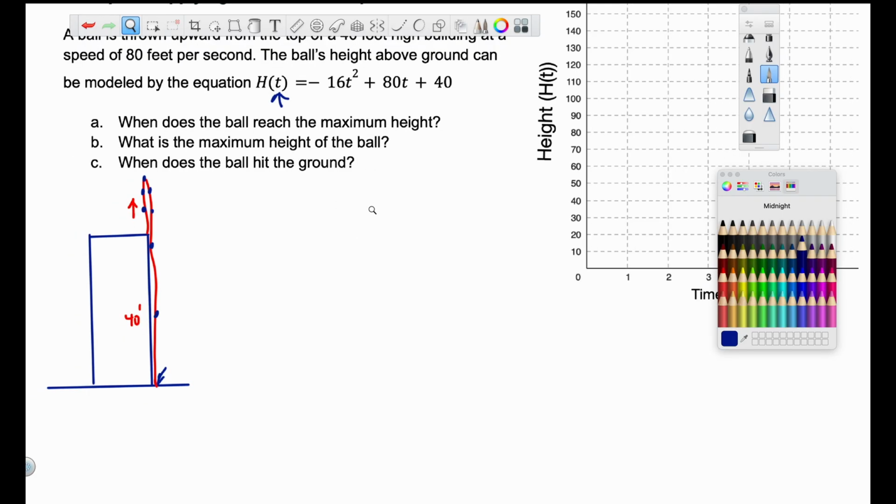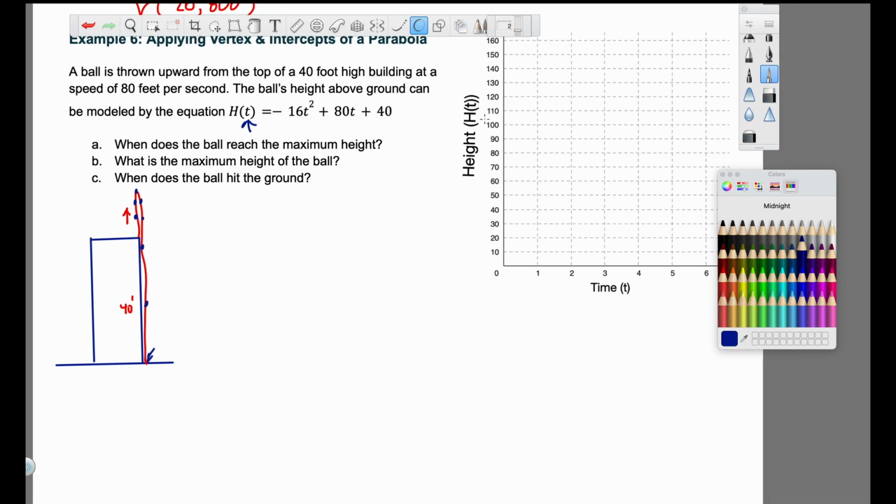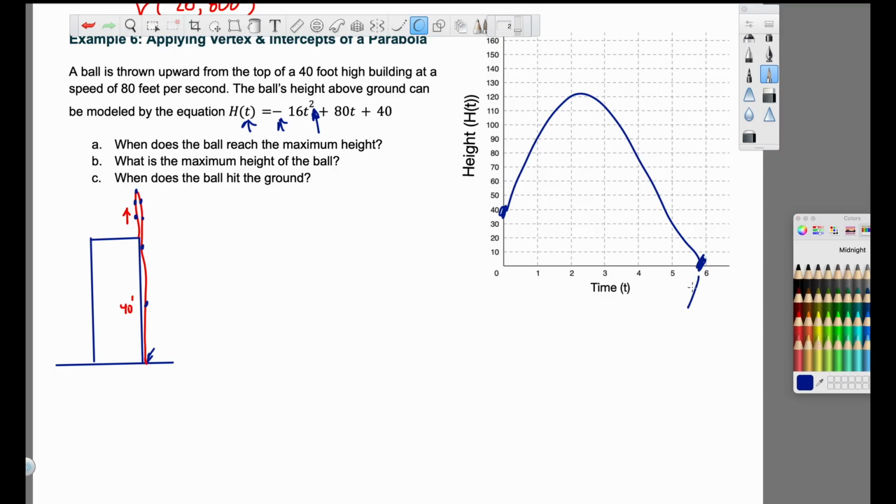So max height is going to be the vertex of some sort of parabola, right? This is a quadratic. We have a power of 2 here. You see it's negative, so the parabola's height is going to start at 40, isn't it? Because that's the height we are above the ground. It's going to go up and then come down, and wherever it hits the ground, that's going to be where the parabola hits the x-axis, which is time. So we have to figure out where all that is, of course.